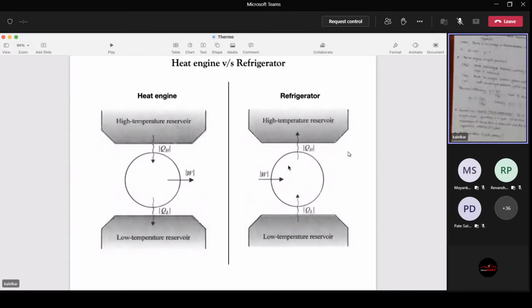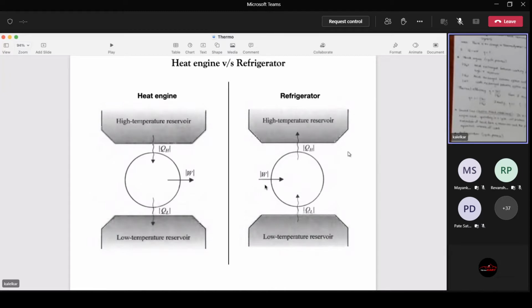So what is the working substance here? It could be a refrigerant. In the problem we saw last time, it was liquid ammonia. That is the working substance doing all the exchange of work and heat. But the point is you have to do some work, which will eventually come from electrical work, from the power grid, to transfer the heat from the low temperature reservoir to the high temperature reservoir.